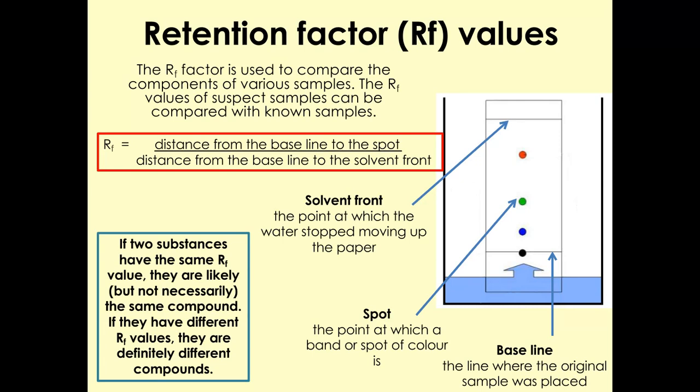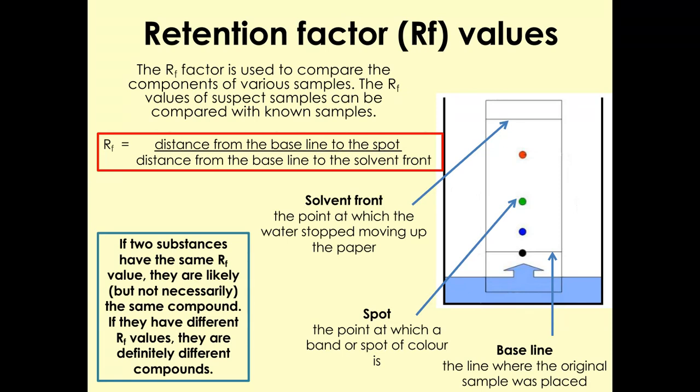In the red box there, you can see the formula. You need to learn this formula for your exam. The retention factor is the distance from the baseline to the spot divided by the distance from the baseline to the solvent front. We need to define a few terms here. The baseline, which we always draw in pencil, we'll get to that in a minute, is where we've placed the original sample. The solvent front is how far the solvent has travelled.